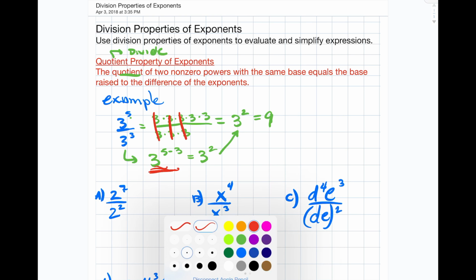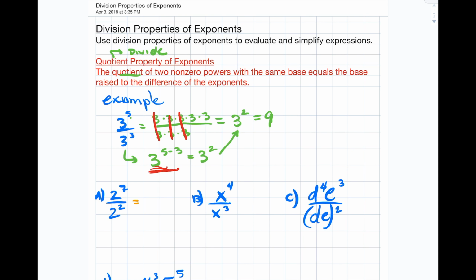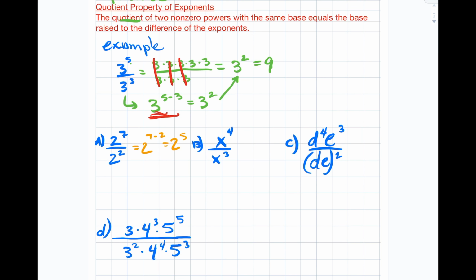In this first example, we have 2 to the power of 7, and we take away the bottom exponent of 2, which gives 2 to the power of 5. If we simplify that, it's 32. This one, we have x to the power of 4 minus the 3 of the bottom exponent. 4 minus 3 is 1, which you could just write as x.